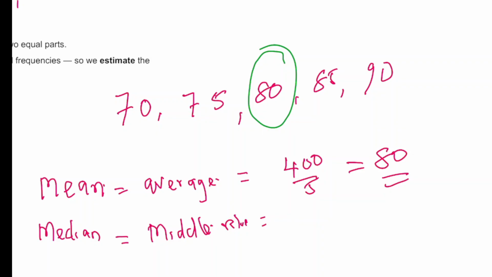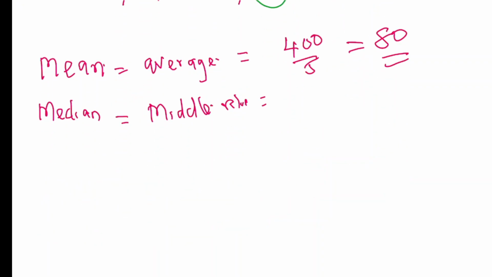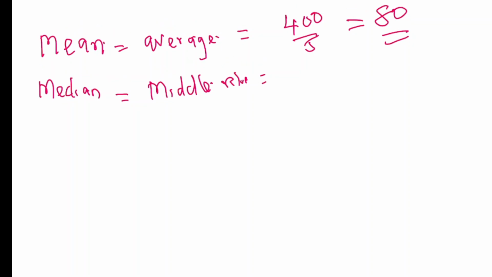So in a data set like this, where the data is symmetrical, where the test is evenly distributed, it is a balanced data, then the mean will be equal to the median.